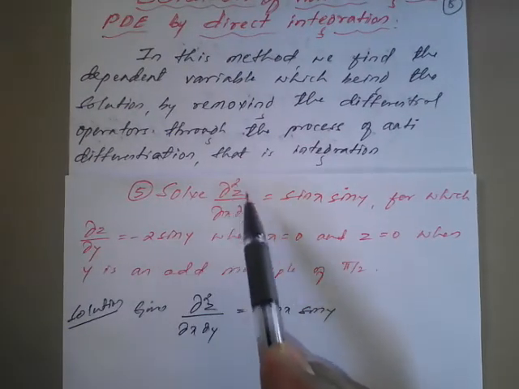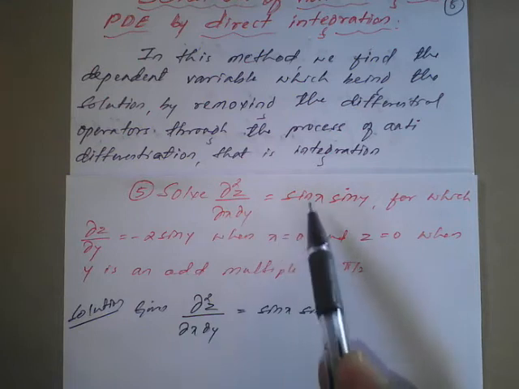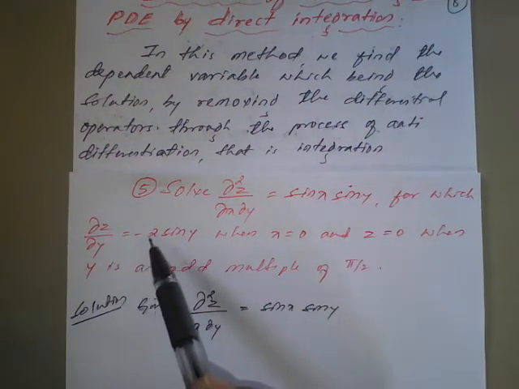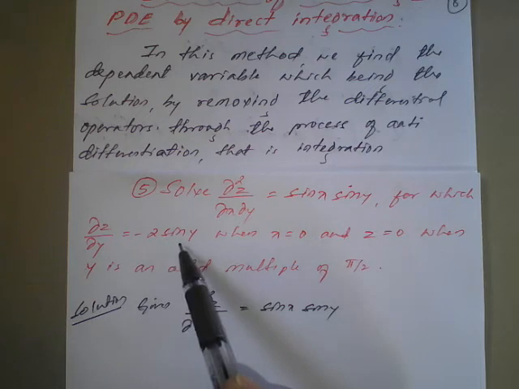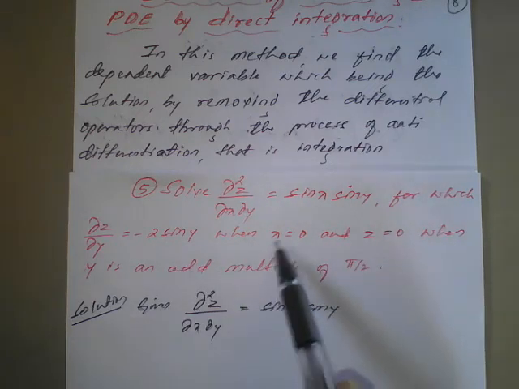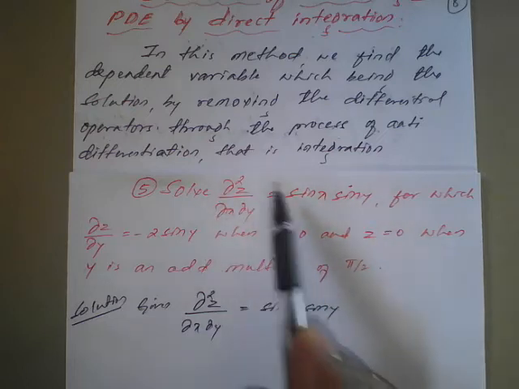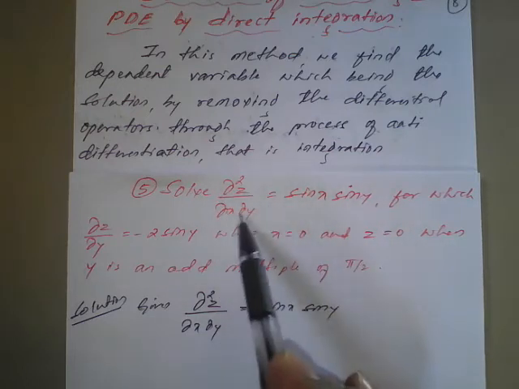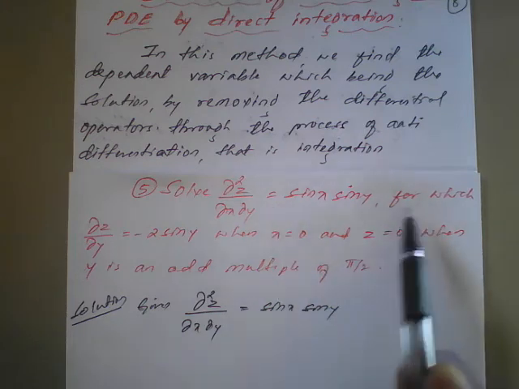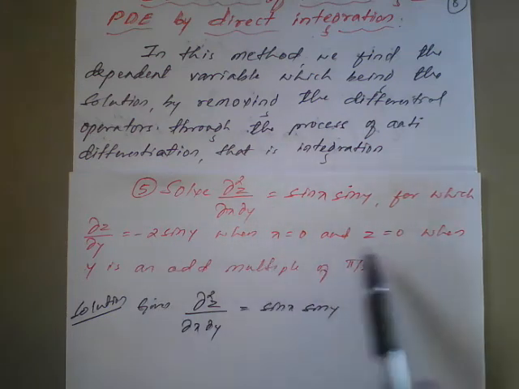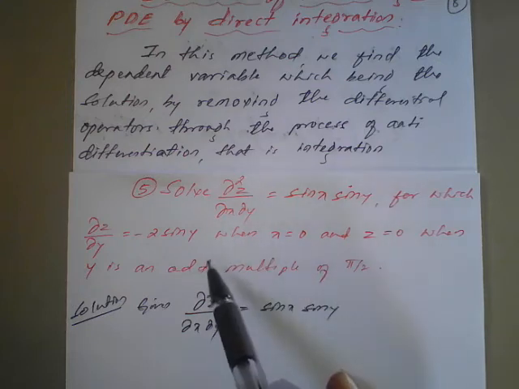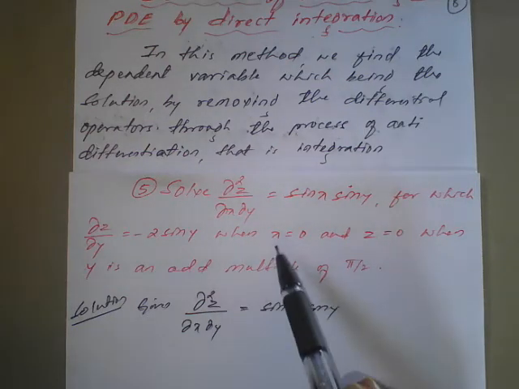Solve ∂²z/∂x∂y = sin x sin y, for which ∂z/∂y = -2 sin y when x = 0, a condition they have given. Earlier they told us just to solve a partial differential equation with no condition, but now they have given the condition, and we need to simplify the problems based on this. So we have problems without conditions and problems with conditions.